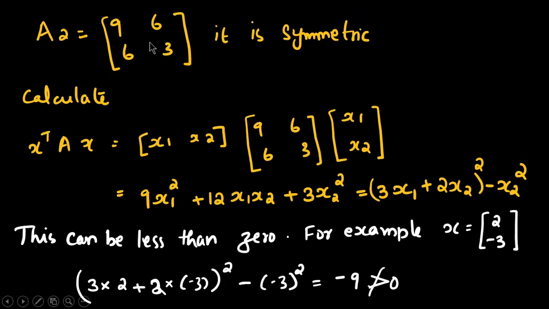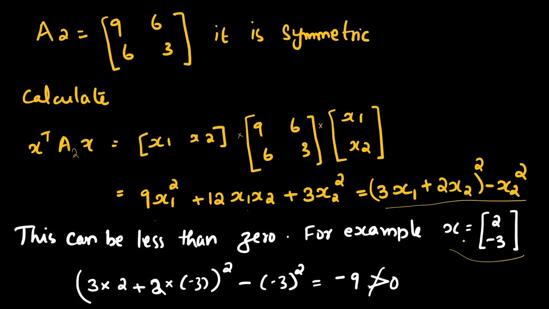So it is [[9, 6], [6, 3]]. That is a symmetric matrix. Now we have to check the positive definite nature. So we will find x transpose A2 x, equal to (x1, x2) [[9, 6], [6, 3]] (x1, x2). We multiply it and we get a polynomial like this, 9x1 square plus something like that. And this value can be 0 when we take x equal to (2, -3).